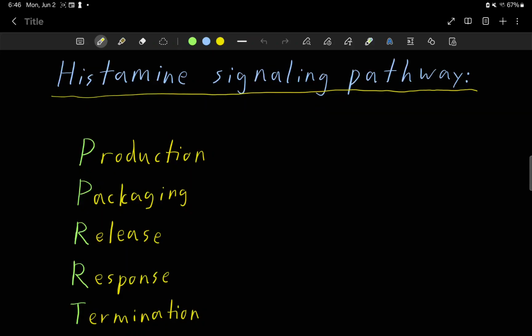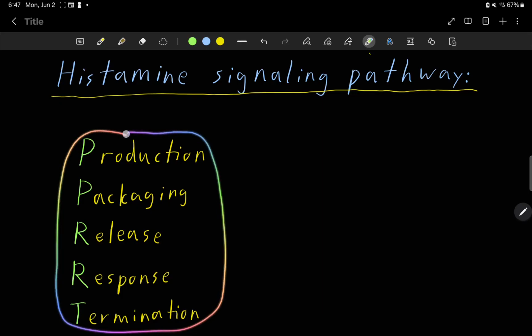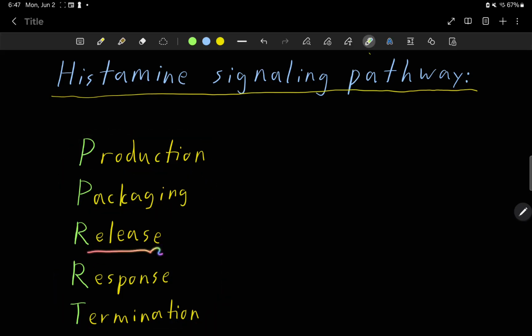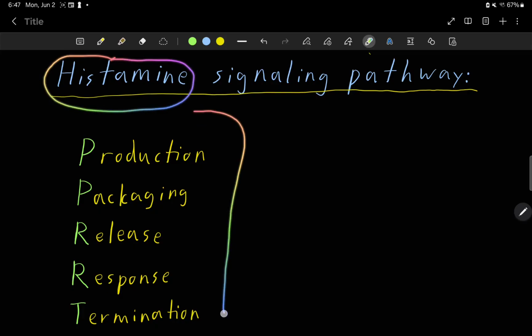In this video, we're going to learn all about histamine, and we're going to look at the histamine signaling pathway. So in our first ever video, we established this cell signaling framework. Basically, messenger molecules get produced, then they sometimes get packaged, depending on the messenger molecule, then they get released, go off and produce responses, and these responses eventually get terminated. So today, we're going to look at how histamine, a very important messenger molecule, goes through these 5 steps.